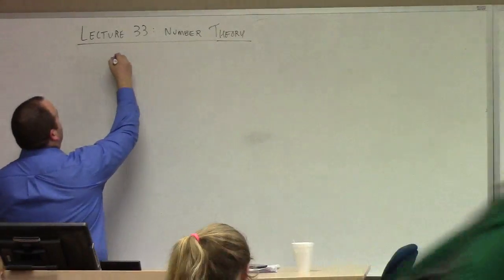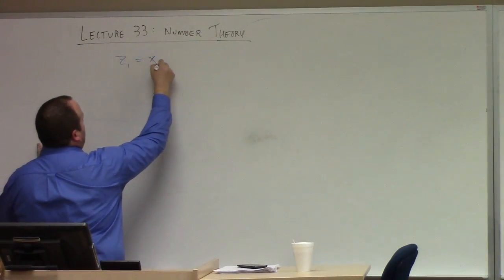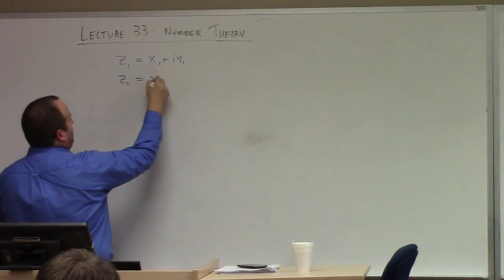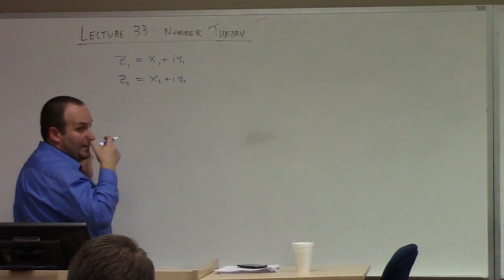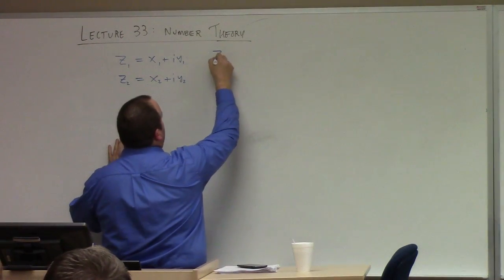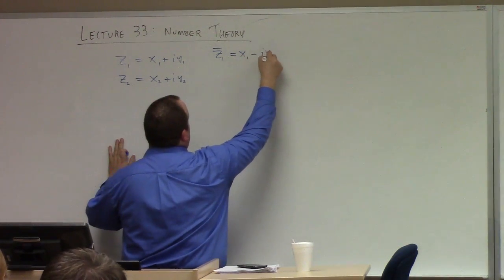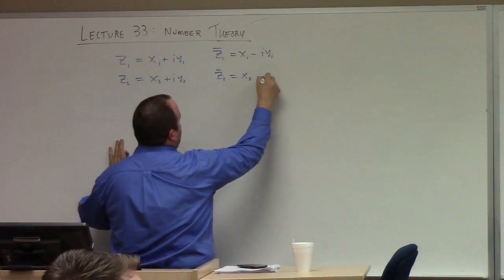So you guys know, if we have z1 equal to x1 plus iy1, and if we have z2 equal to x2 plus iy2, right? You know you can construct the conjugates of these, right? Z bar 1, x1 minus iy1, z bar 2, x2 minus iy2.